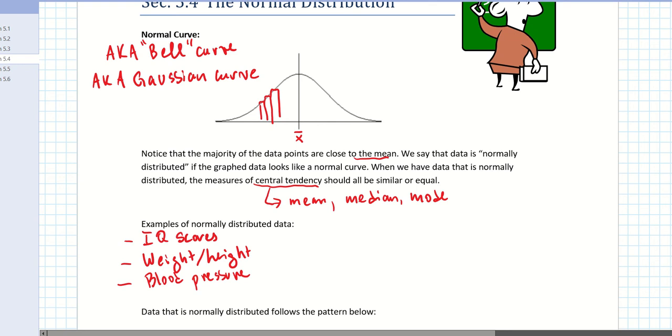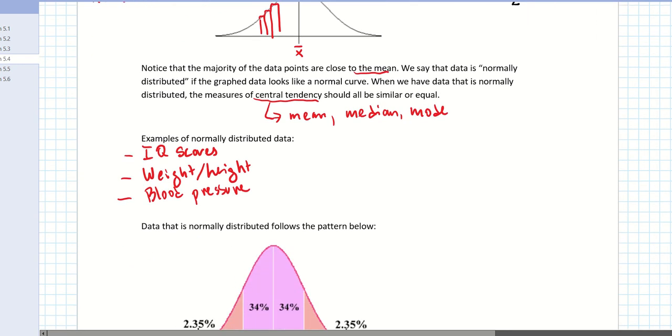What else? So we have IQ scores, weight, height, blood pressure. There's a couple more. I have monthly average temperature differences.